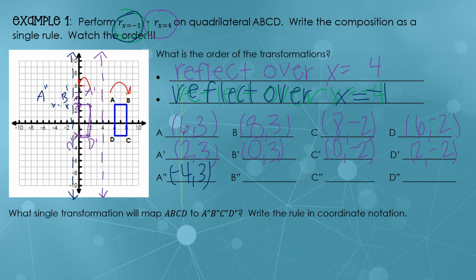And that puts B double prime at -2, 3. C prime is 1 unit to the right, so we go 1 unit to the left. That puts C double prime at -2, -2. And finally, D prime is 3 away to the right, so we'll go 3 to the left of x equals -1, and that puts D double prime at -4, -2.